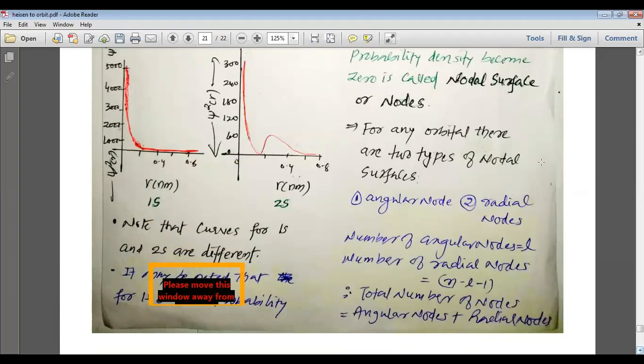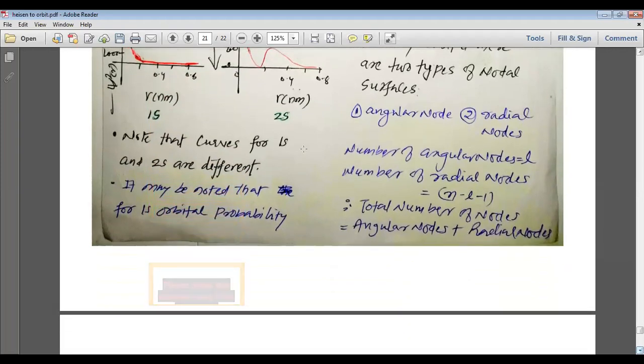For any orbital, there are two types of nodal surface. One is known as the angular node and another is known as the radial nodes. The number of angular nodes is equal to the azimuthal quantum number, and the number of radial nodes is given as n minus L minus 1. So the total number of nodes is angular nodes plus radial nodes.